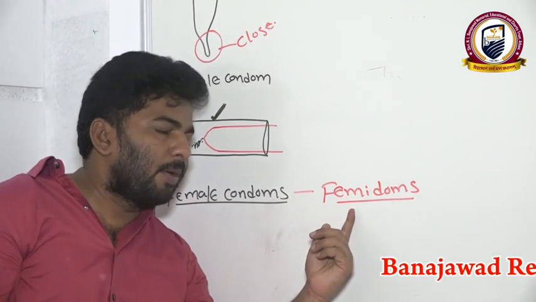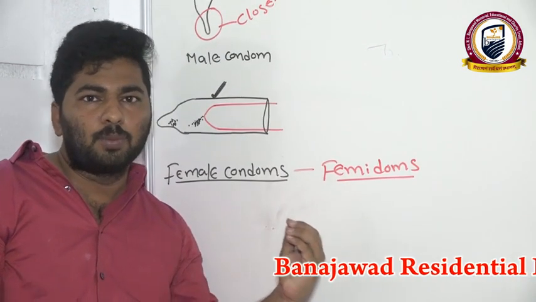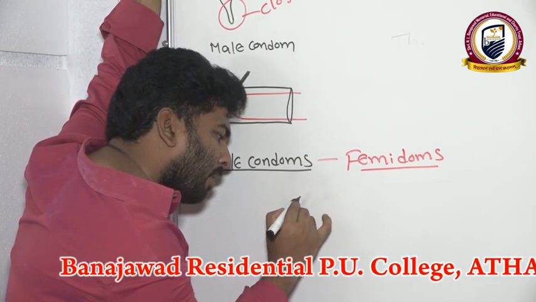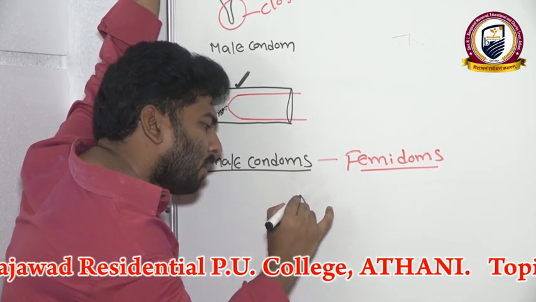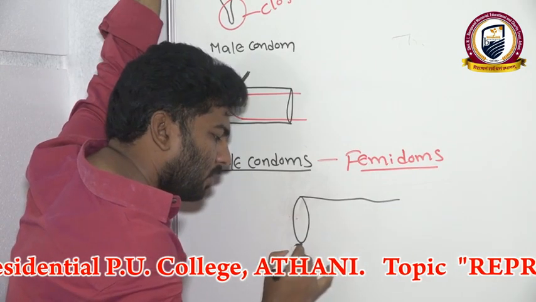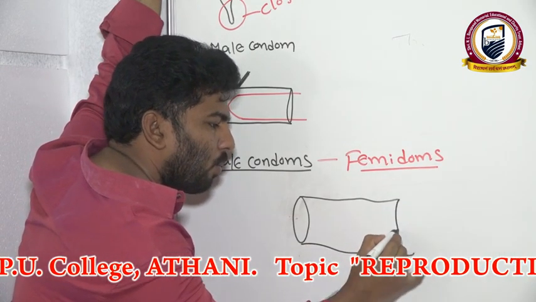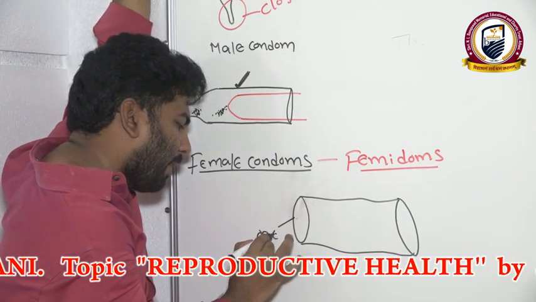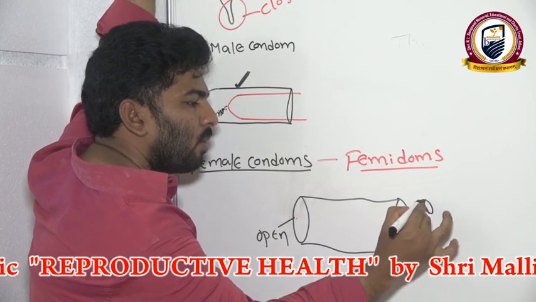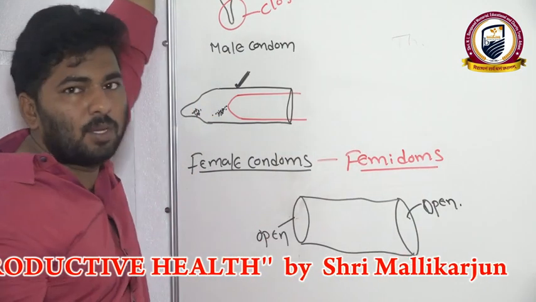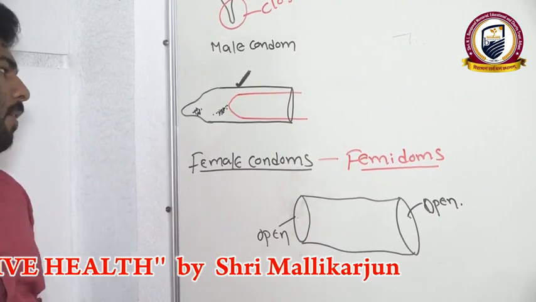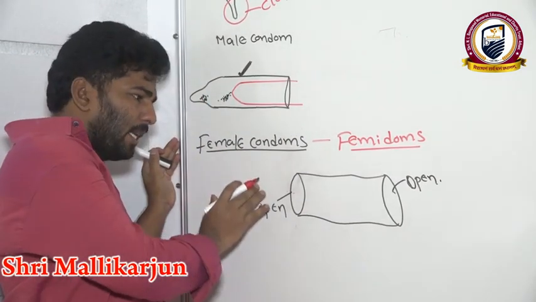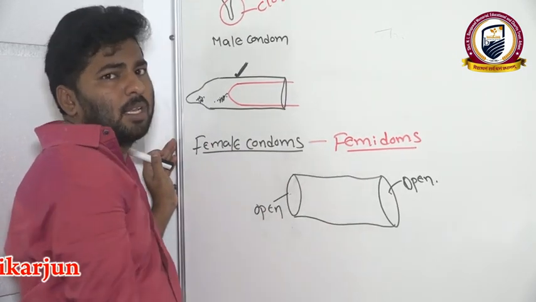Okay, in the name of femidoms, we can get the female condoms in the market. If you see these female condoms, they have openings at both sides. Both sides opening should be present for the female condoms, but one side opening is a smaller opening, and one side opening is a larger opening.